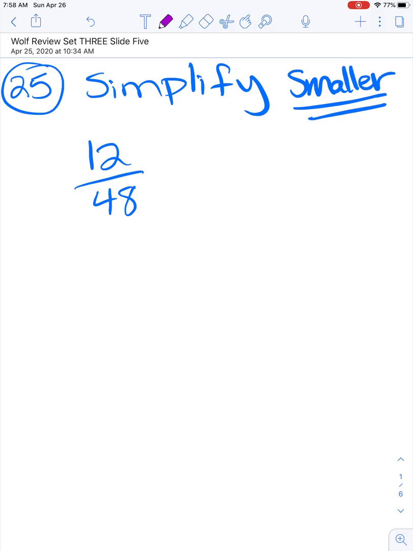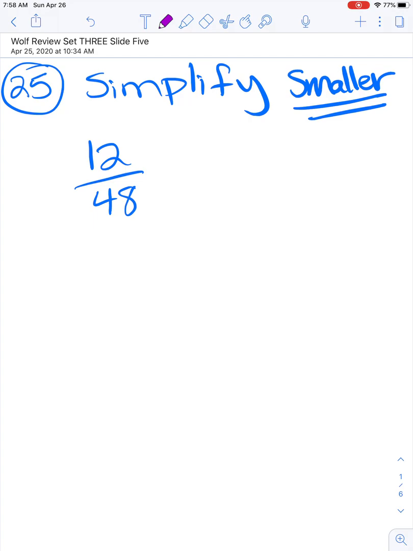making it bigger or smaller, you do one of two things. You multiply or divide. So if you're making it bigger, you are going to multiply, and if you're going to make it smaller, you're going to divide, okay? So we are going to figure out what can go into both 12 and 48.